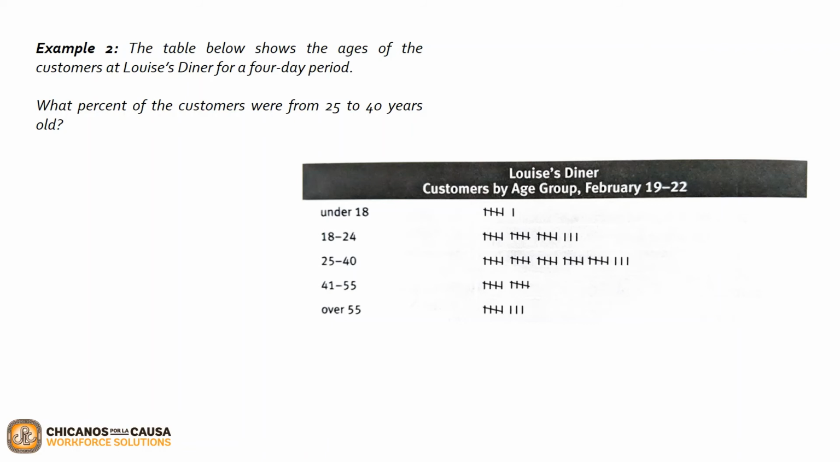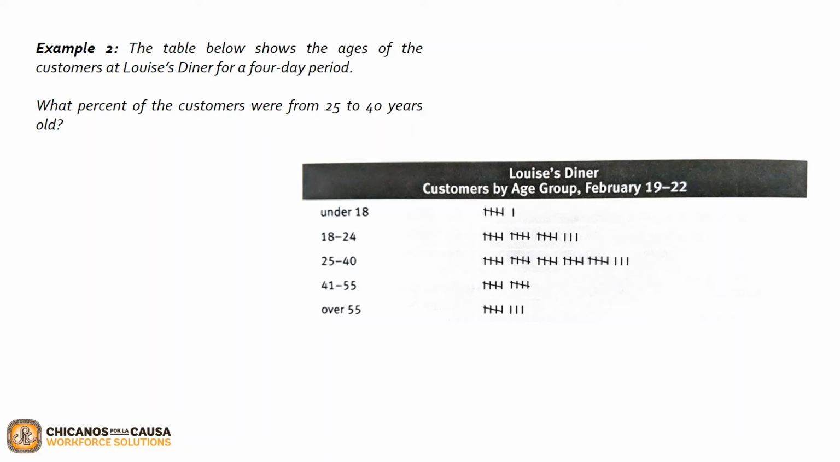Let's take a look at example 2. The table below shows the ages of the customers at Louise's Diner for a 4-day period. What percent of the customers were from 25 to 40 years old? This is really similar to our first example, in the sense that we have the tally marks, and we have 5 different sets of data. It's asking us to find the percentage of the entire whole. In order to determine what percent of the customers were in a particular age range, we want to know what the entire amount of customers is based off of this table.